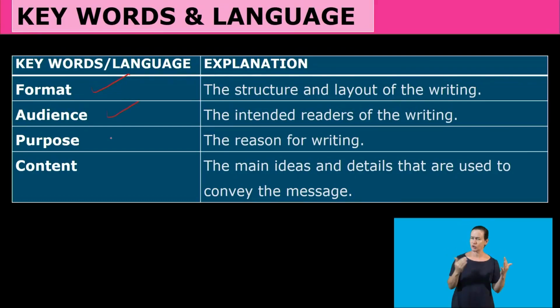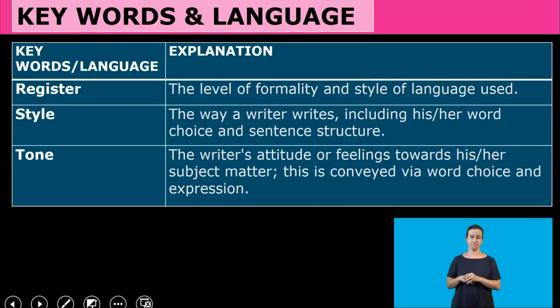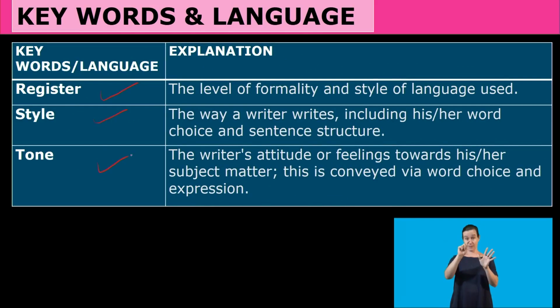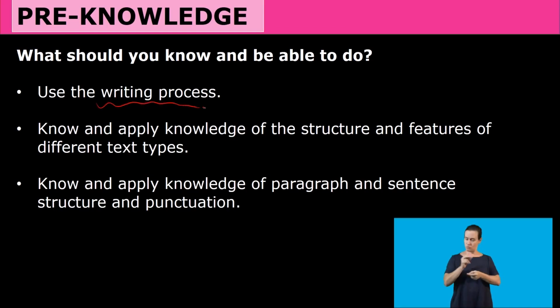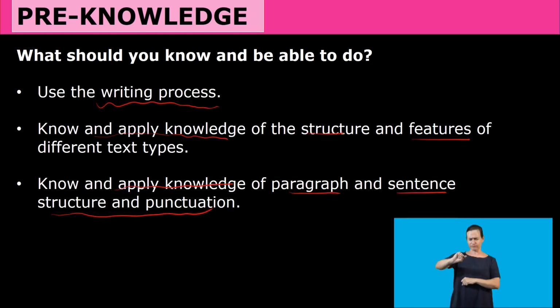Key words that you need to know are format, what a text looks like, the audience for who you're writing, the purpose of the text, and the content. Some more words that you need to know are register, style, and tone. What should you be able to do? First of all, you should be able to use the writing process. Know and apply the knowledge that you've gained about structure and features of different texts, and then apply the knowledge of paragraphs and sentence structure and punctuation.